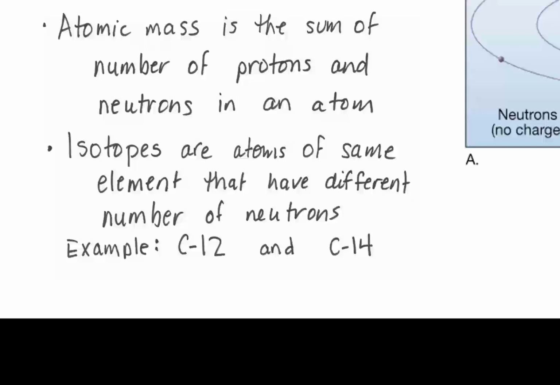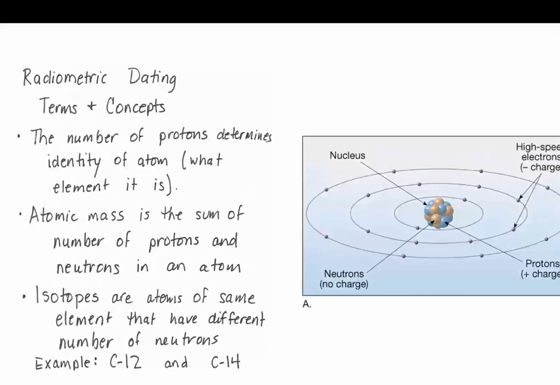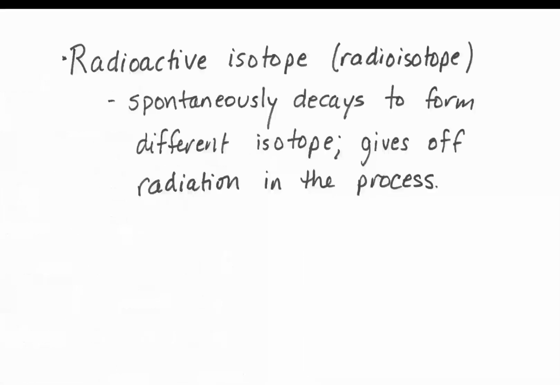So what about carbon-14? Has to have 6 protons in the nucleus. How many neutrons do you think it has then? So yeah, the carbon-14 has 8 neutrons in its nucleus. Carbon-14 is interesting because it's a radioactive isotope. What's a radioactive isotope or radioisotope?